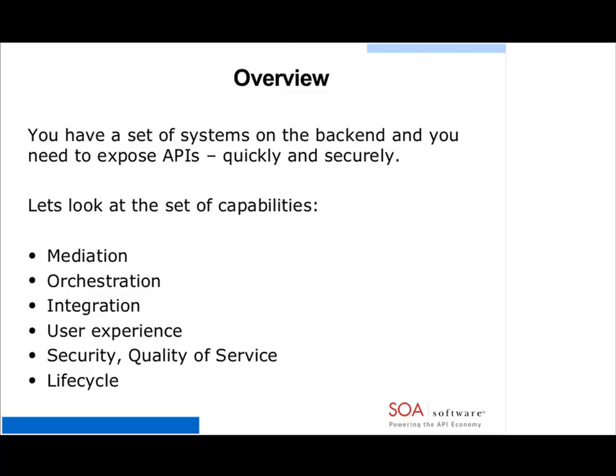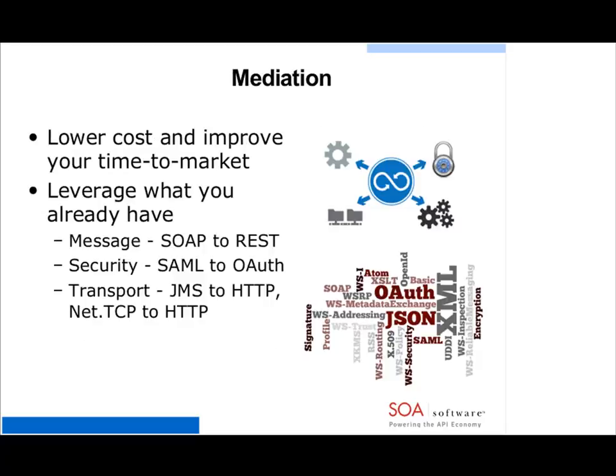So let me go through each of these points in turn. The first one is about mediation. And again, there's going to be a common theme as I go through this around speed and simplicity. Mediation is all about lowering costs and improving your time to market. So how can you get an API out as quickly as possible? And this is all around leveraging what you already have within the enterprise.